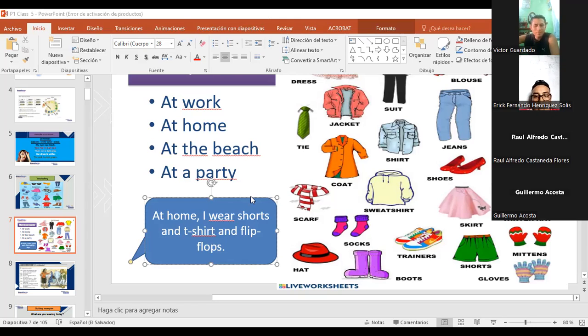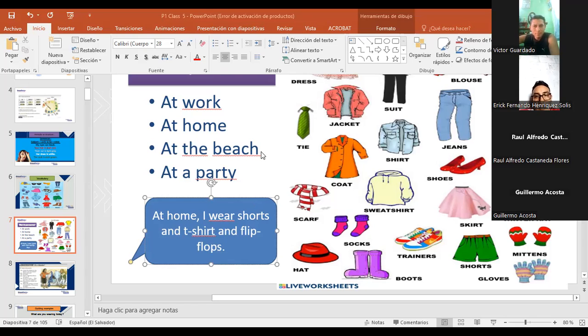Good. Okay, what do you wear at the beach? When you go to the beach, what do you wear at the beach? In la playa. What do you want at the beach? Rafael, le voy a responder en privado. What do you wear at the beach?